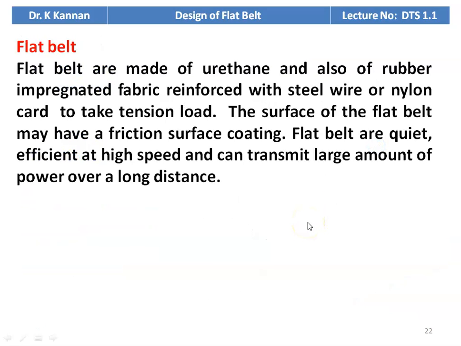Flat belts are made of urethane or also rubber impregnated fabric reinforced with steel wire or nylon cord to take the tension load. The surface of the flat belt may have a friction surface coating. Because friction is very important for the efficient running of the flat belt, there will be some surface coating which gives friction.